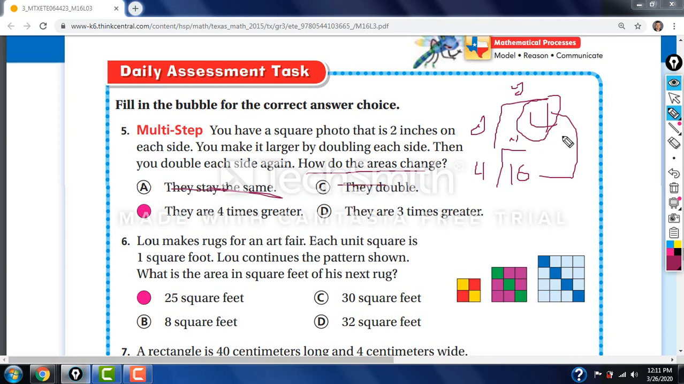Are they 3 times greater? Well, 4, 8, 12, 16. 3 times greater will be this one. No, so they're 4 times greater. So look at this. 4 times greater. 1, 2, 3, 4. But look at how I'm working this out.